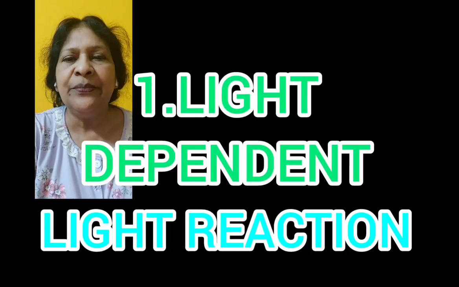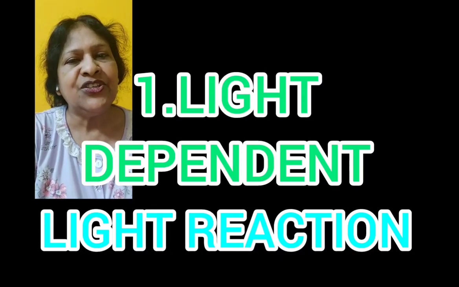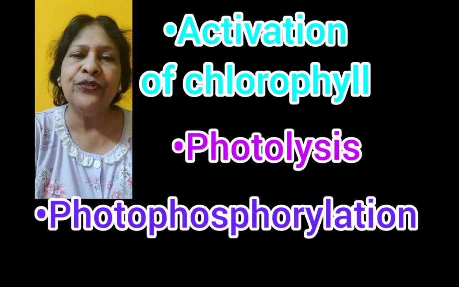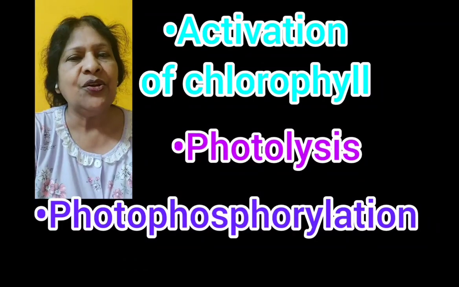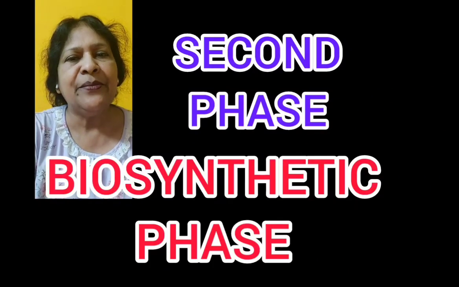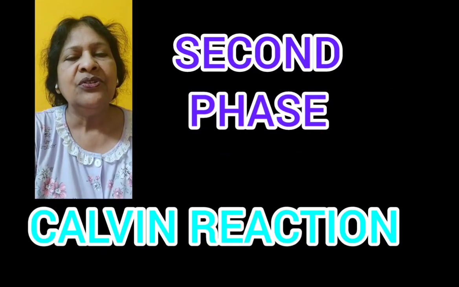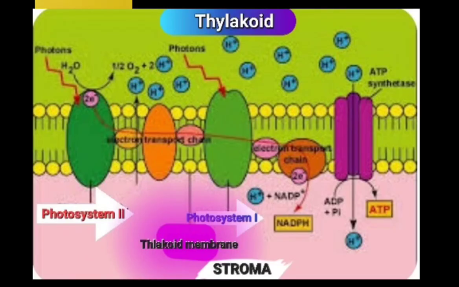a light dependent phase called the light reaction, where it starts with the activation of chlorophyll, followed by the photolysis and photophosphorylation. The end products released by the light reaction also help to drive the biochemical reactions, which help in the manufacture of glucose. So let's try to understand a little better the mechanism of the processes which are headed under the light reaction as well as the biosynthetic phase.